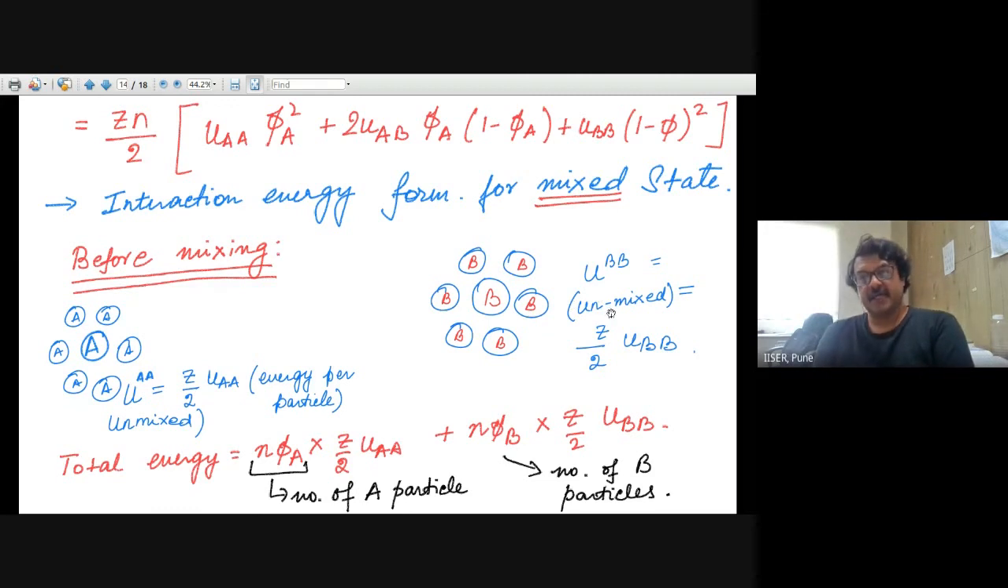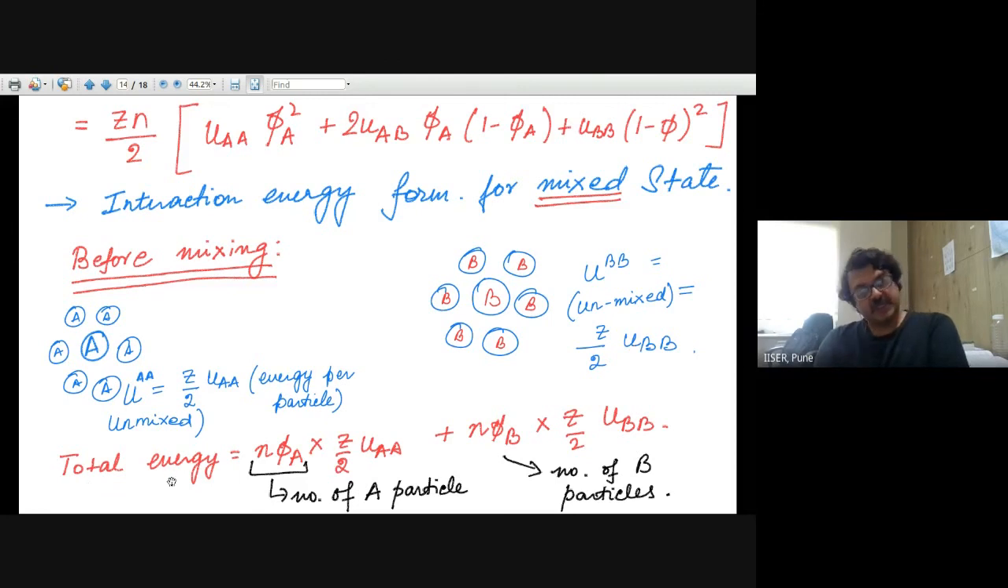And similarly, in the unmixed case, the energy of interaction for UBB is, sorry, I think I've used a bad notation. I should have used some other symbol. But I want to say that for this B particle, the interaction energy with these Z other B particles is Z by 2, to prevent double counting, into UBB. Just take this to be capital U and this to be small u.